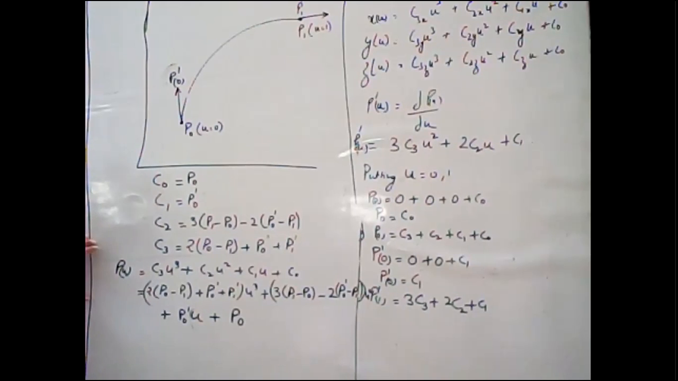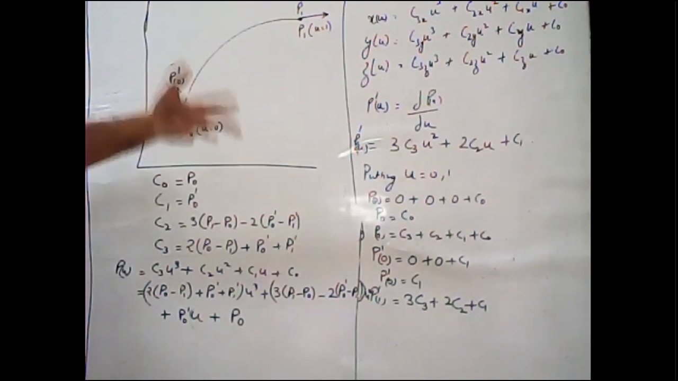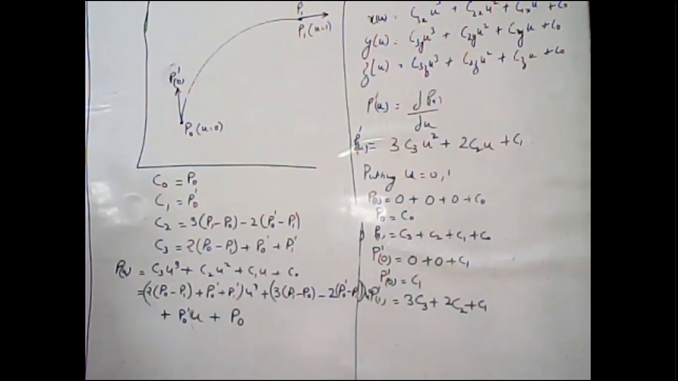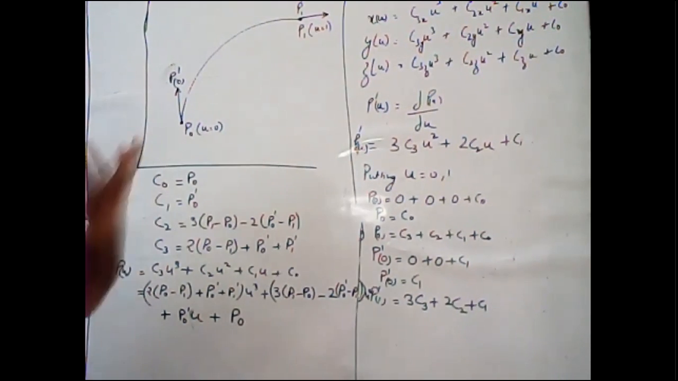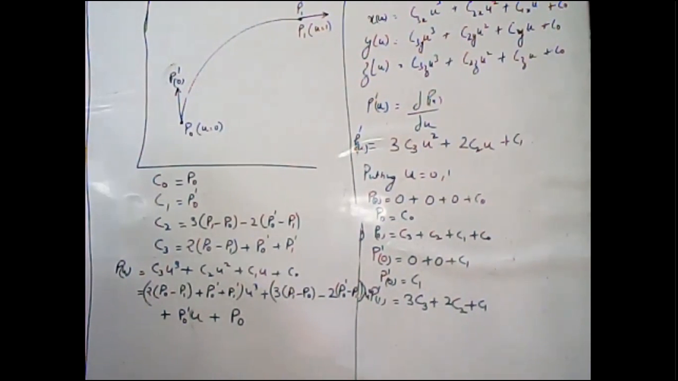So this equation is called Hermite cubic spline. You can rearrange the terms by separating P0, P1, P1 dash and P0 dash. Similarly, you can segregate all these values and express them in terms of U, U square, and U cube. This is your Hermite cubic spline.